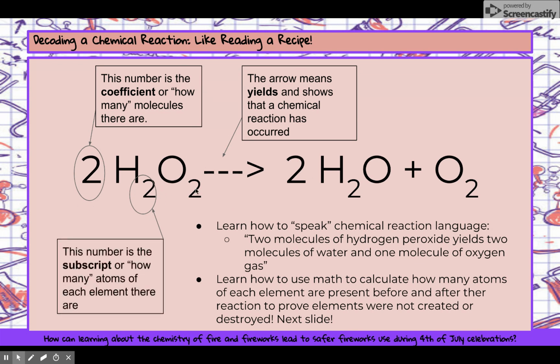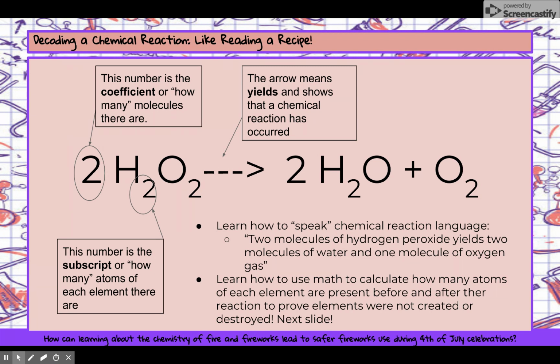These little numbers down here attached to the element symbols are called subscripts. You might recognize the word subscript from a font in Google Docs. A subscript is just something that's written below. And these are numbers that indicate how many atoms of each element there are.